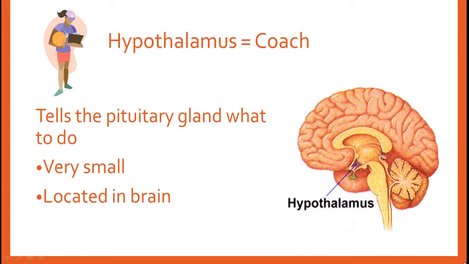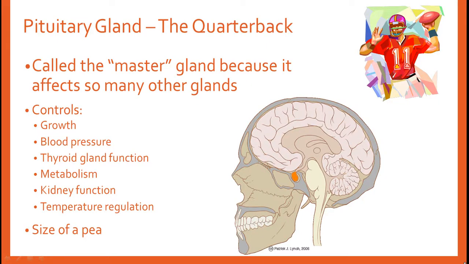It's going to control the whole game out there. It tells the pituitary gland what to do. It's very small in the brain. It's tiny. There's the thalamus and the hypothalamus, hanging off right there, and the pituitary is the part. So there's the hypothalamus, this is the pituitary. The hypothalamus itself is small. The pituitary is small. It's part of the brain. So that's the coach, and the pituitary gland is going to be the quarterback.